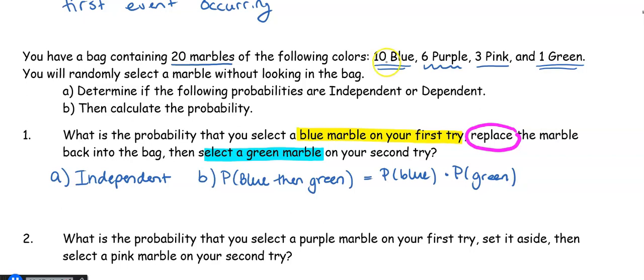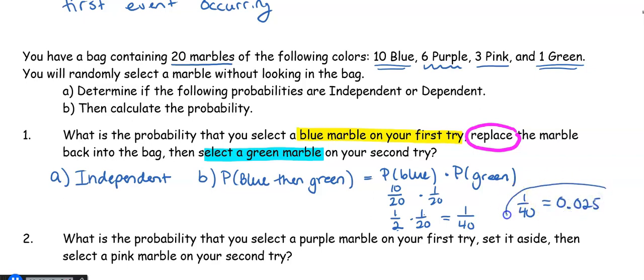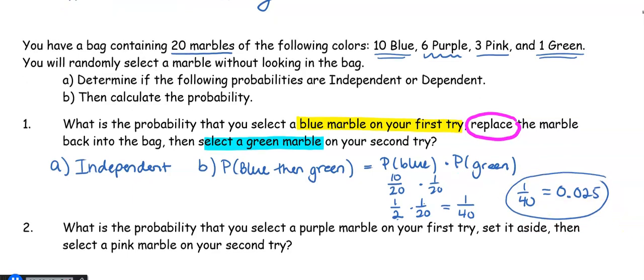Now when I'm looking here, I see that there are 10 blues. So the probability of blue, that's 10 out of the total 20. Now I'd probably reduce that down to 1/2. The probability of green, I see that there is 1 green out of the 20. So I have 1/2 times 1/20. When I multiply 1 times 1, that gives me 1. 2 times 20, that gives me 40. So my probability is 1 out of 40, which is 0.025.